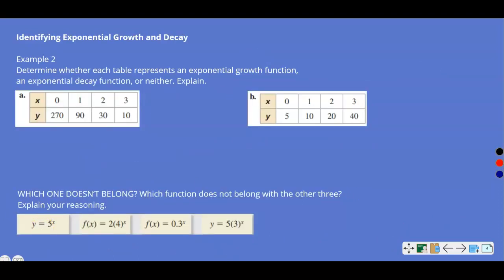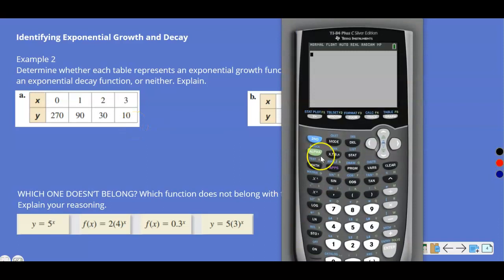Example 2, we're going to determine whether each table represents an exponential growth function, an exponential decay function, or neither. And we need to explain as always. All right, so here we can divide 90 by 270, 30 by 90, 10 by 30, and that tells us what our decay or our growth function is.